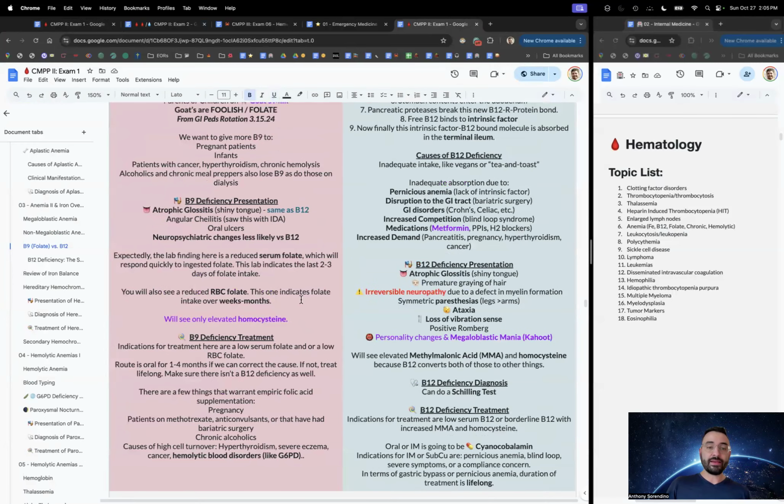The other big thing is that you have homocysteine and you have methylmalonic acid. In folate, B9, it's a smaller number. You only see elevated homocysteine. In B12 deficiency, you're going to see elevations of both, homocysteine and methylmalonic acid.